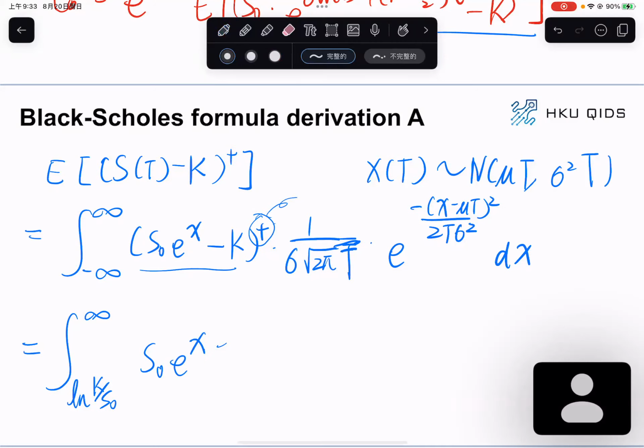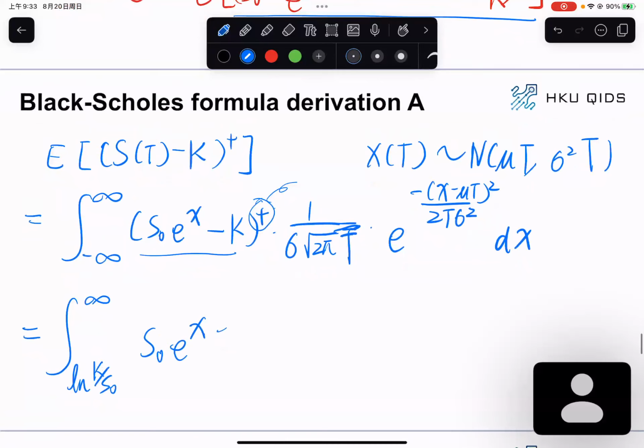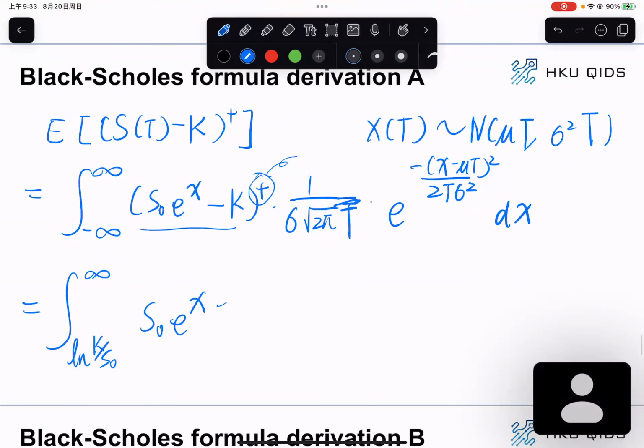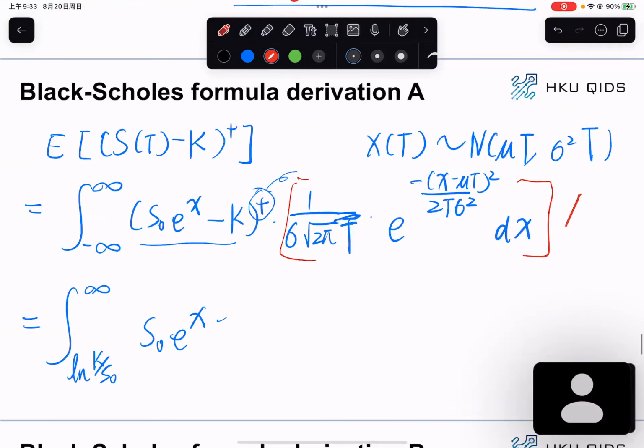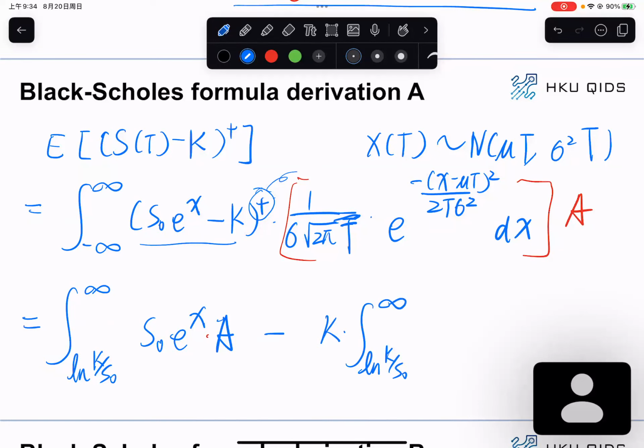And we can separate these two parts out. Basically, let's call this total part as A, okay? Let's call it as A. So this is just S0 e^x multiplied by A, minus K, because K is just a constant, times the integral from log K divided by S0 to positive infinity of A. And this is dx, this is dx.